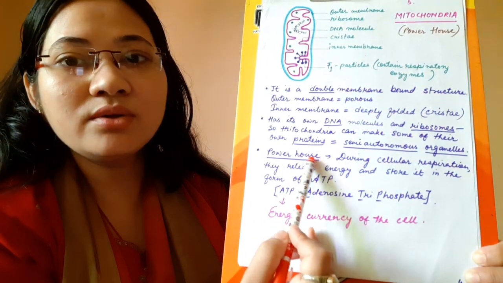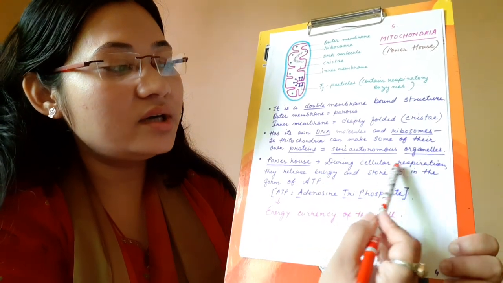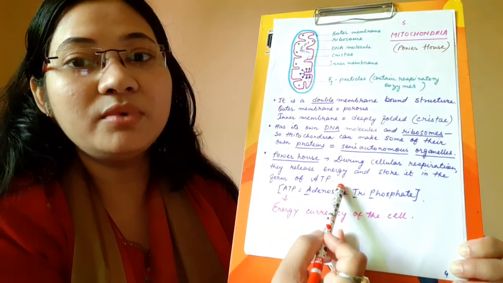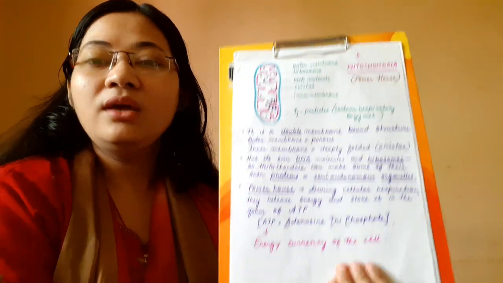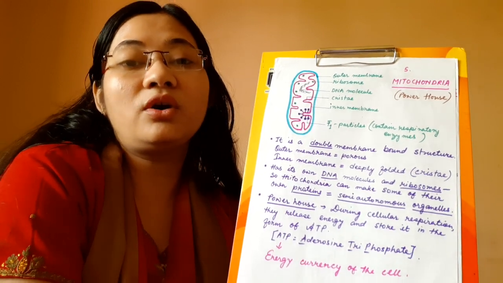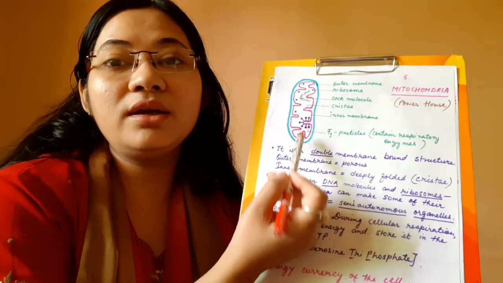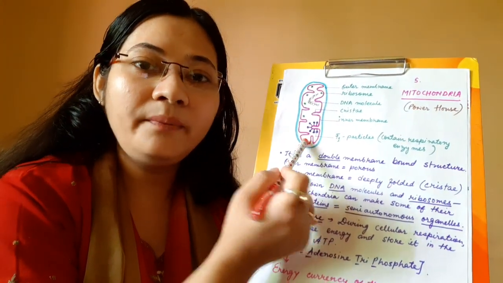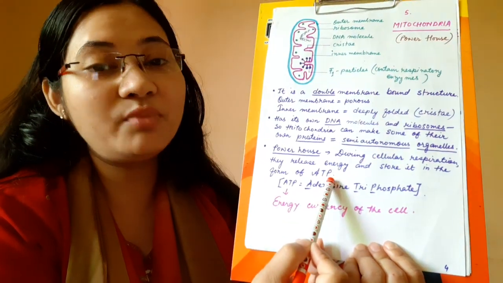Now they are also called the powerhouse of the cell. Very important question: why are they called the powerhouse of the cell? During cellular respiration, they release energy and store it in the form of ATP. Mitochondria have respiratory enzymes present in the F1 particles. During aerobic respiration, glucose combines with oxygen to release carbon dioxide, water and energy. That energy is formed inside the mitochondria and stored in the form of energy currency, which are called ATP molecules.